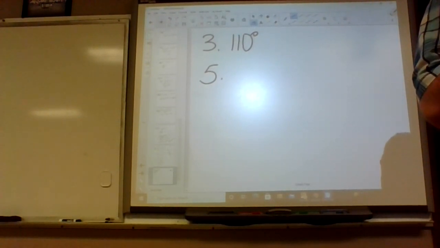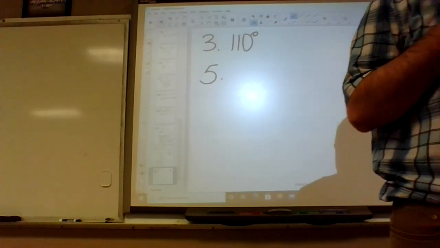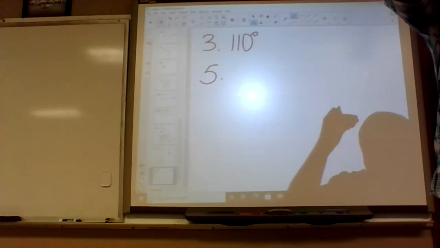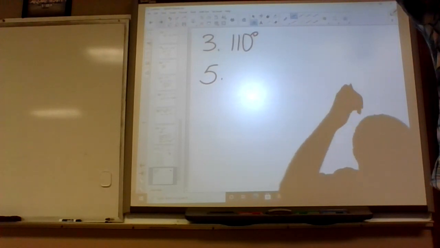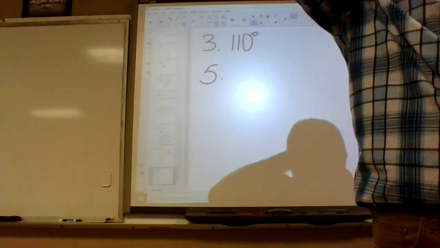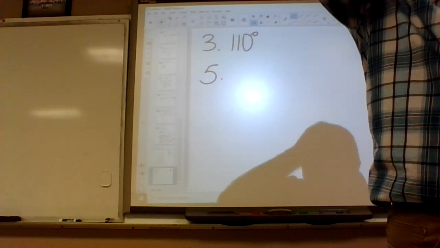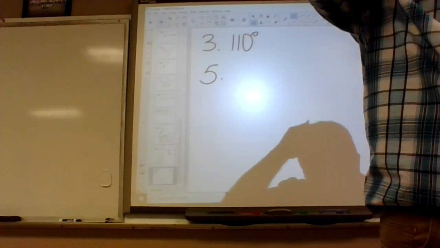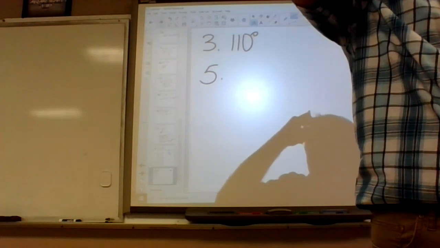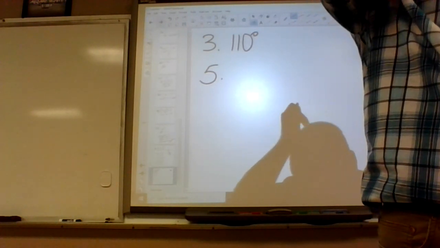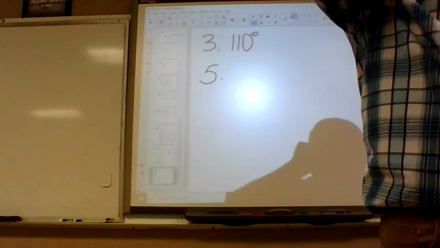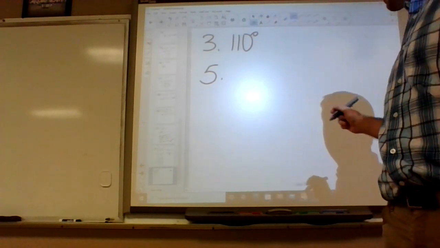Mason, on number 5 it says angle 2 and then it says angle 5. So 2 and 5 are not really related to each other, but we can still figure out what they are. If angle 2 is 130, what do you think angle 6 is going to be? Do 2 and 6 look the same or different? They're the same. So angle 6 has to be 130.